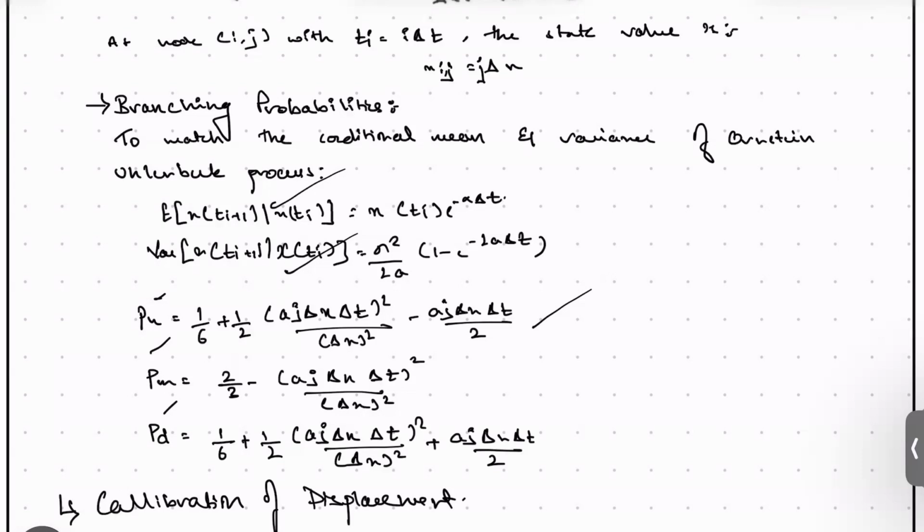P m is equal to 2 by 3 minus a j delta x delta t squared by delta x squared. P d is equal to 1 by 6 plus 1 by 2 times a j delta x delta t squared by delta x squared plus a j delta x delta t by 2.